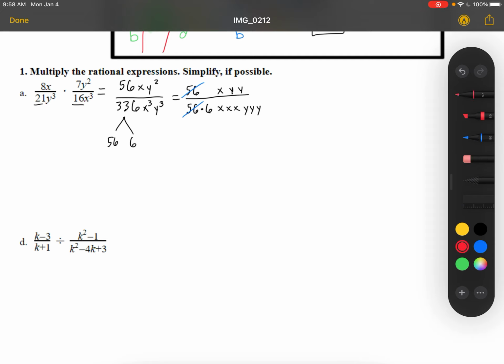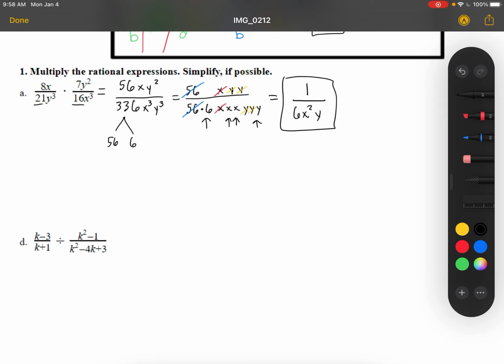The same thing goes when we see x's in common, and the same thing goes if we see any y's in common, which we actually have 2 y's in common here. So final answer here, we more or less eliminated, canceled, simplified everything on top. So we're just left with 1. And on the bottom, we have a 6 left over. It looks like we have 2 x's left over, and we have a single y left over. So 6x squared y, and that's going to be our fully simplified answer.